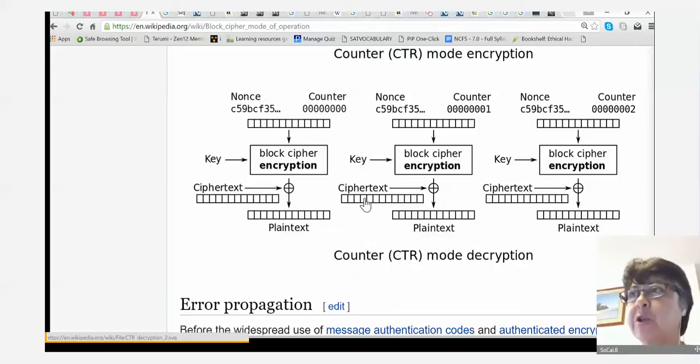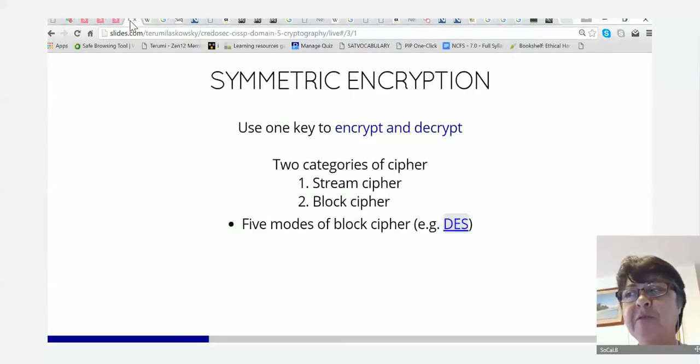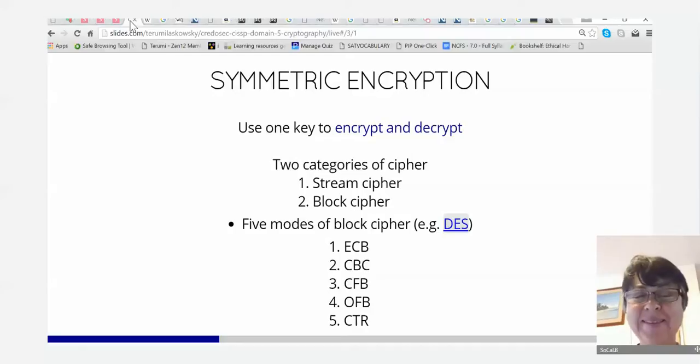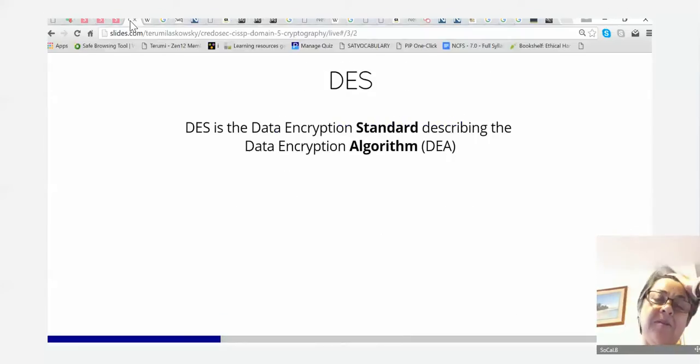All right, so let's go back to the presentation. Okay, so now you have the 5: ECB, CBC, CFB, OFB, and the counter mode. Those are the 5 that you need to know. And here we go. Now, types of symmetric encryption.